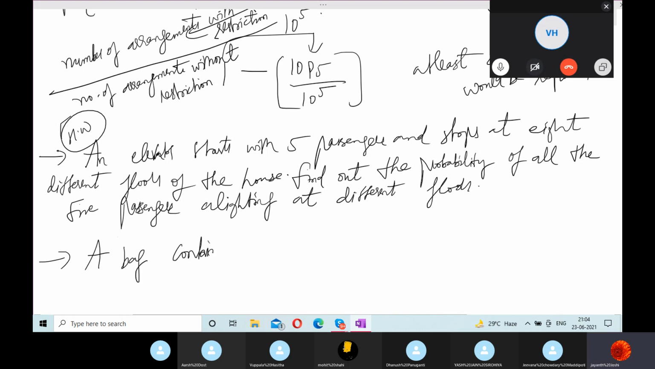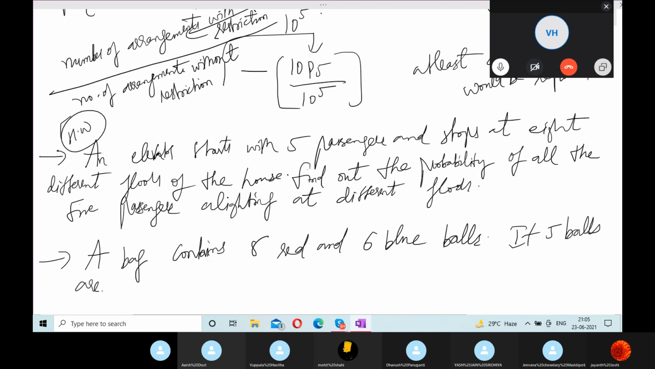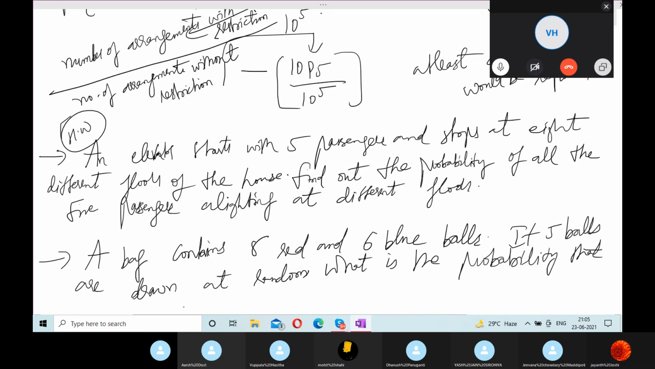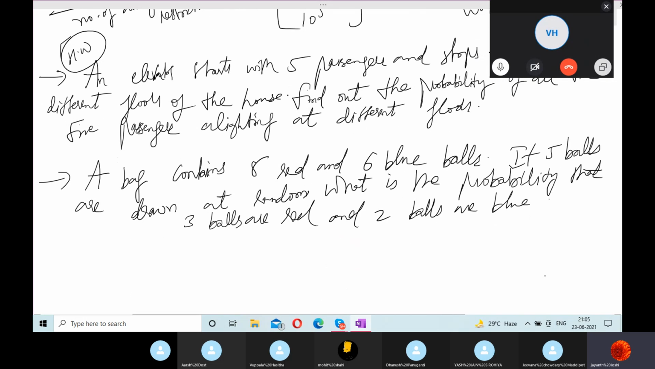A bag contains 8 red and 6 blue balls. If 5 balls are drawn at random, what is the probability that 3 balls are red and 2 balls are blue? Come on. This is also a homework. Make a note of these 2 questions.